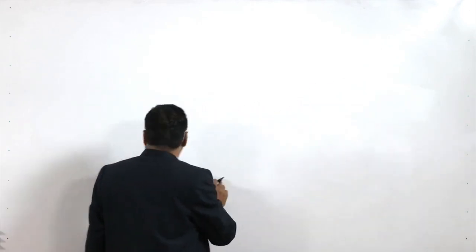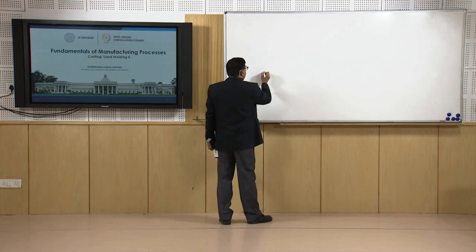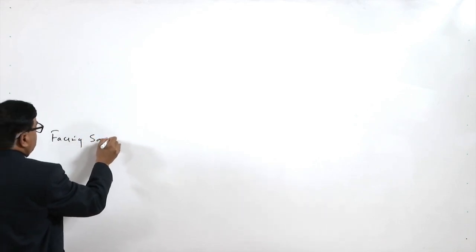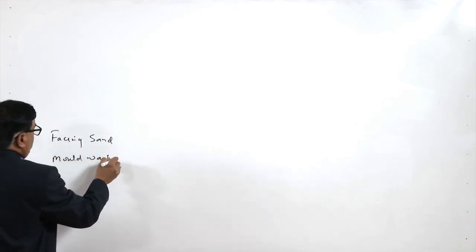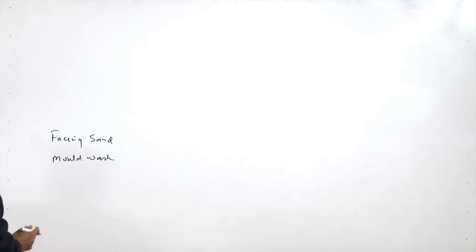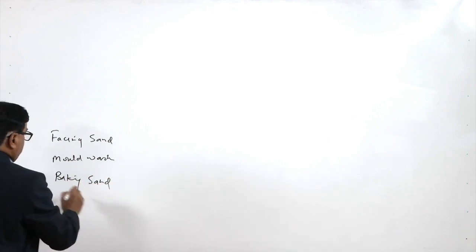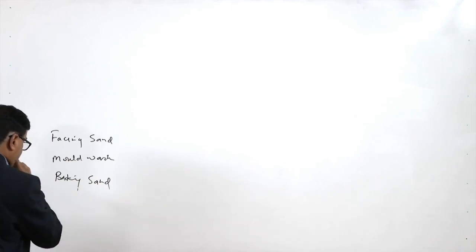Now, we will be talking about the different types of sands which are used. One of them is the facing sand, then another is mold wash, and then backing sand, and here is parting sand.